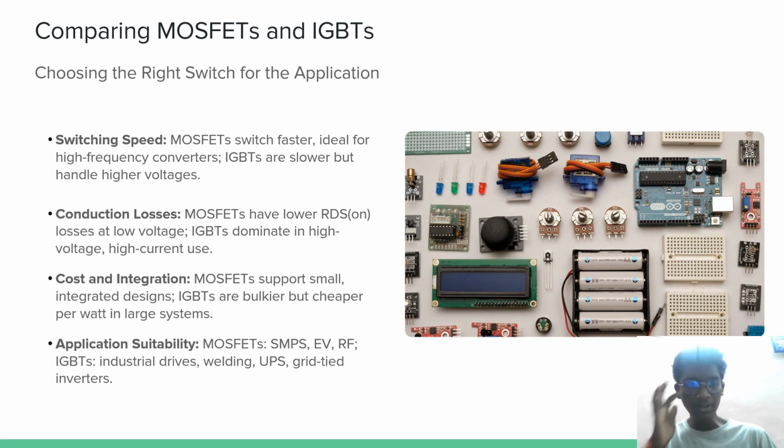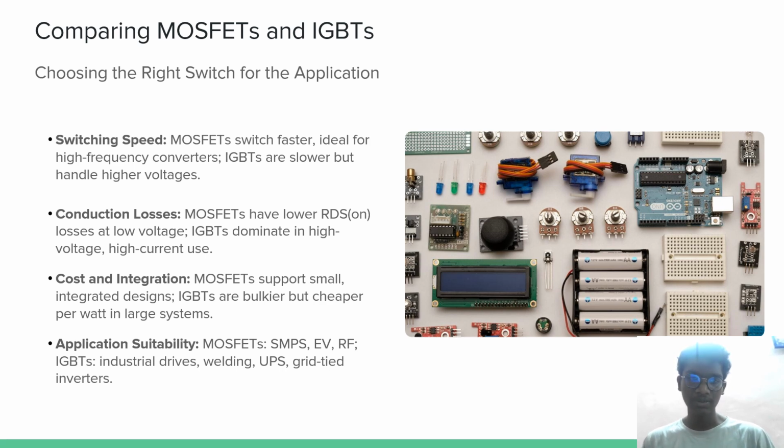Comparison of MOSFET and IGBT. Switching speed: MOSFET switches faster, ideal for high frequency converters. IGBT is slower but handles higher voltages. Conduction losses: MOSFETs have lower RDS(on) losses at low voltages. IGBT dominates in high voltage, high current uses.